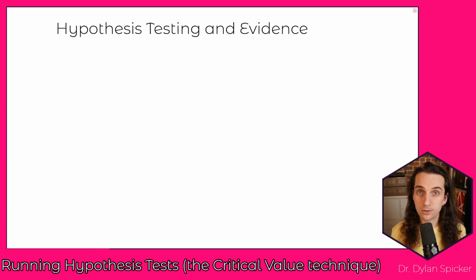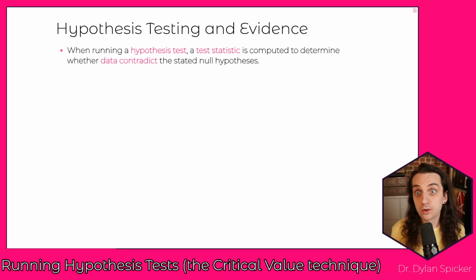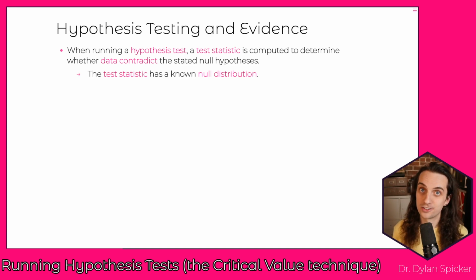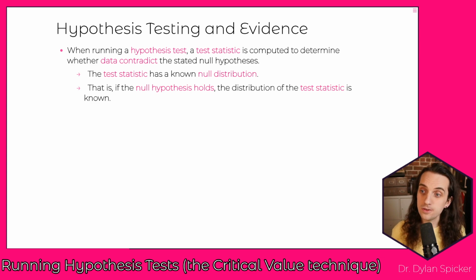Okay, so how do evidence and hypothesis testing go hand in hand? When we're running a hypothesis test, the test statistic is computed, and that's used to determine whether the data are contradicting the stated null hypothesis or not. Our test statistics have known null distributions. Every statistic has a sampling distribution, but a test statistic is special because it has a null distribution. The null distribution is the distribution of the test statistic under the null hypothesis. If the null hypothesis holds, the distribution of the test statistic is completely known. There is nothing within that distribution that we do not know.